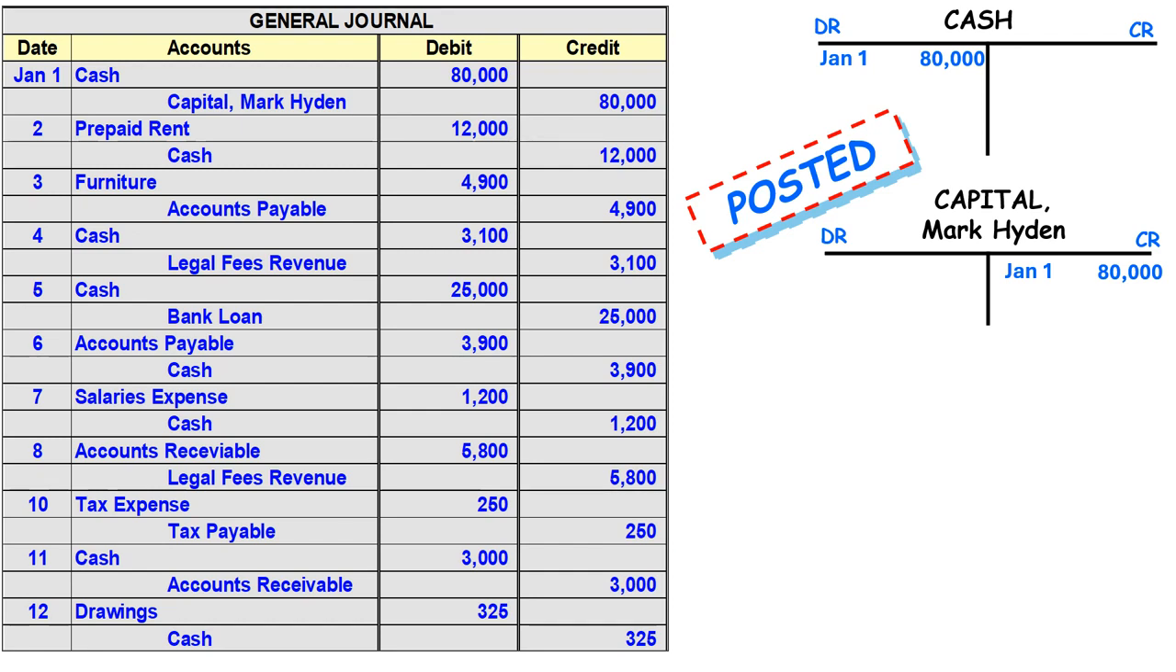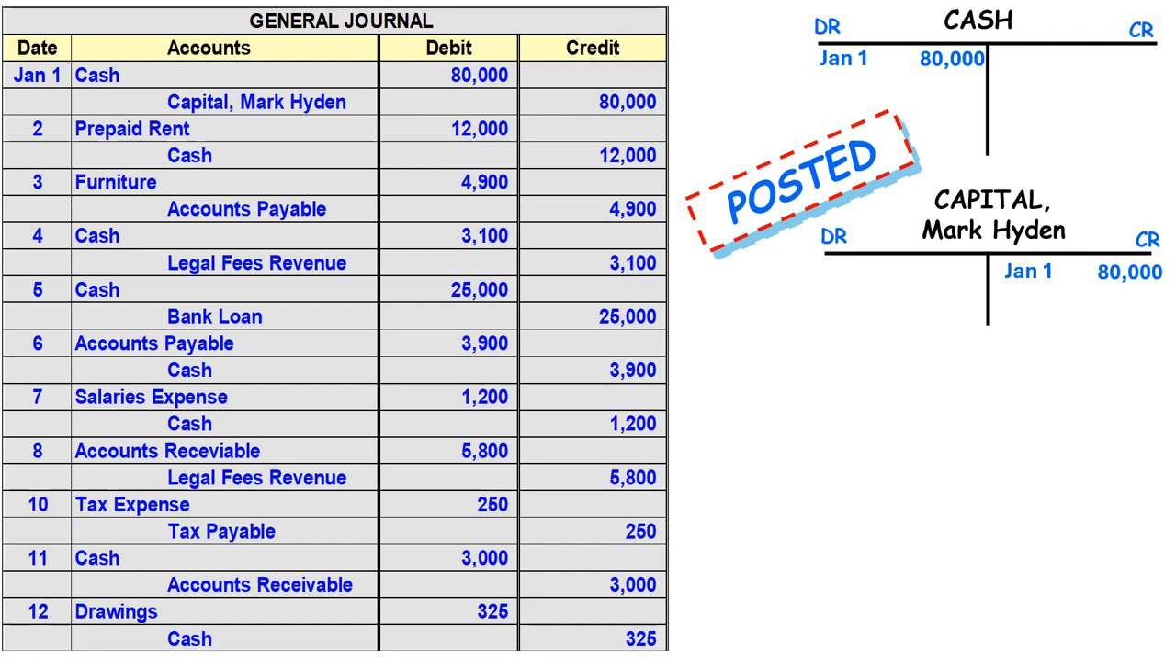So the first line was cash 80,000 debit. So we go to the cash T account and put 80,000 on the debit side. The next line was capital, Mark Hayden, 80,000 credit. So we go to the capital account and put 80,000 on the credit side. Now that is posted. I'm going to look at one more example to help you understand this.